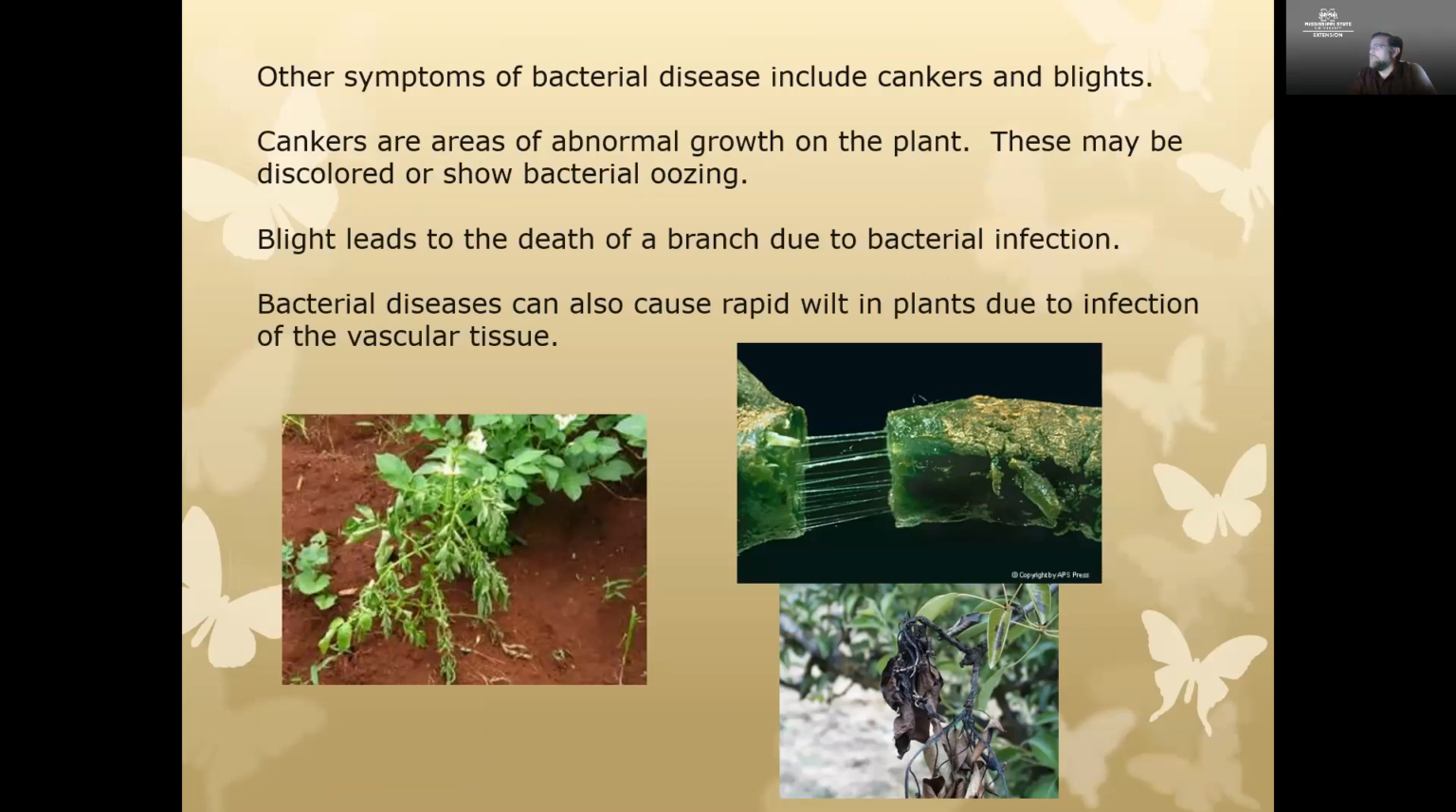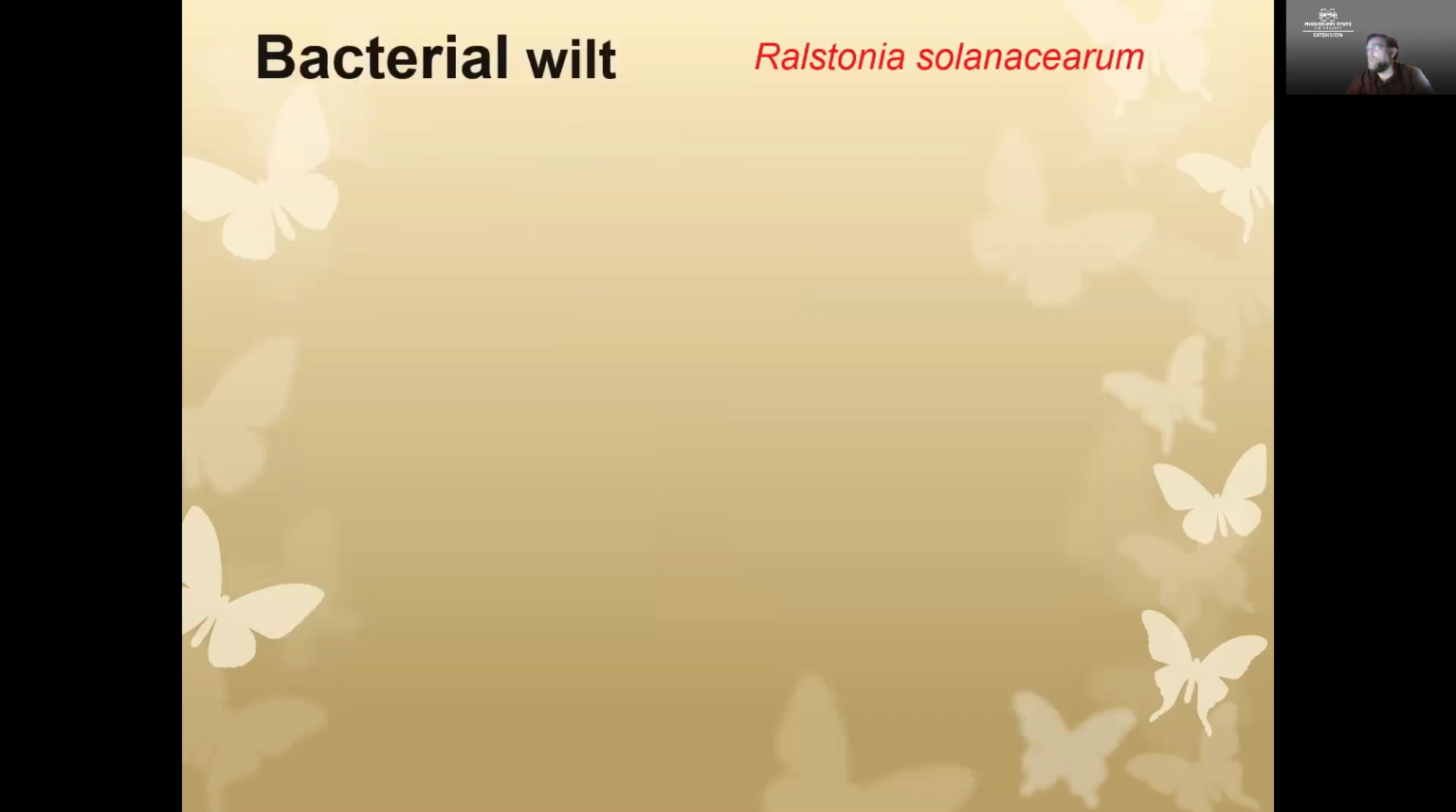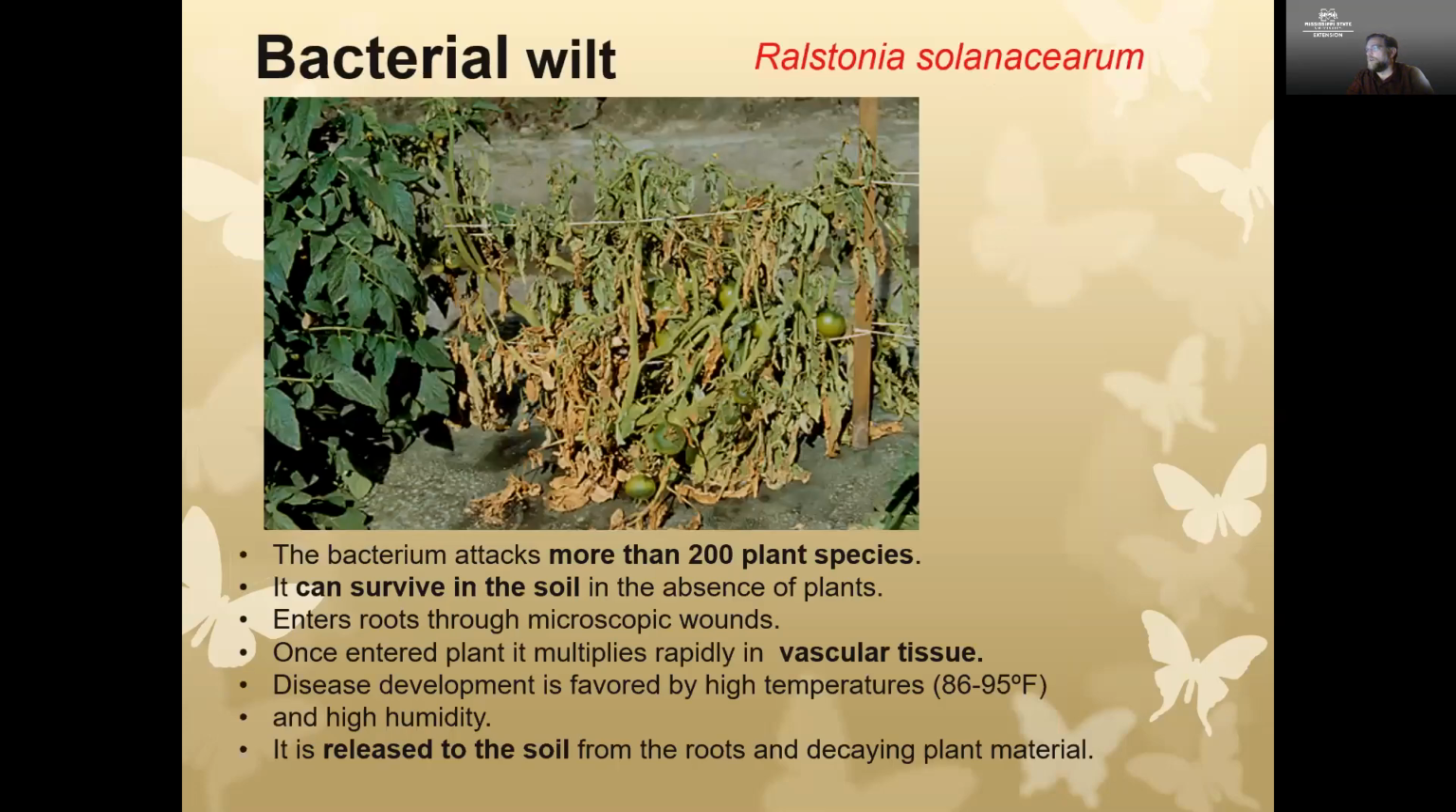A canker is kind of an abnormal growth, whereas a blight, we have a death of branch, but all of the leaves tend to stay on there. We can also see really rapid wilt as a result of bacterial infection. In fact, bacterial wilt is a really common disease. Unfortunately, in vegetable gardens, it's common on a wide range of different plants.